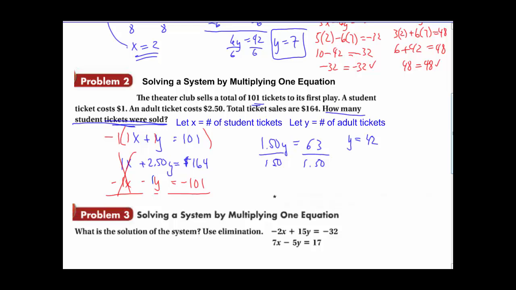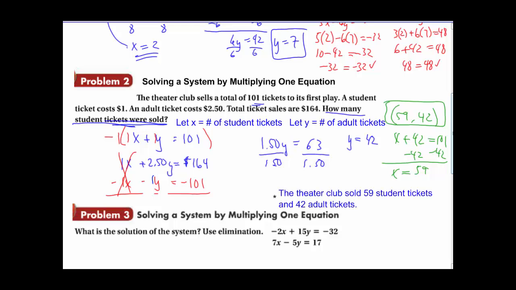Okay. Now we have to substitute. Let's just take our first equation because we know y tickets plus x tickets should equal 101. So x plus 42 should give us 101. Subtract 42 from both sides, and x should be equal to 59. So our point we got was 59 for x and 42 for y. Or if we write a sentence, what can we say? The theater club sold 59 student tickets and 42 adult tickets.